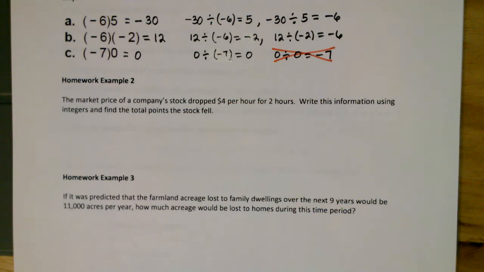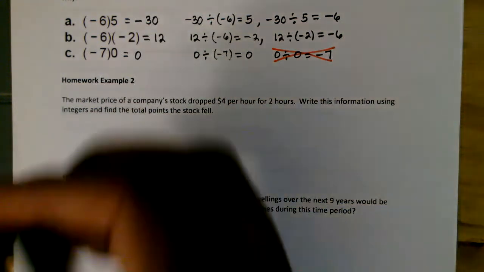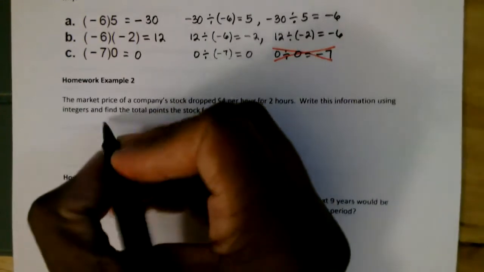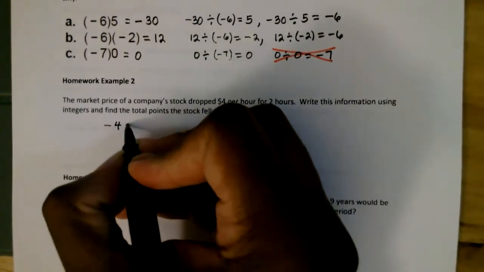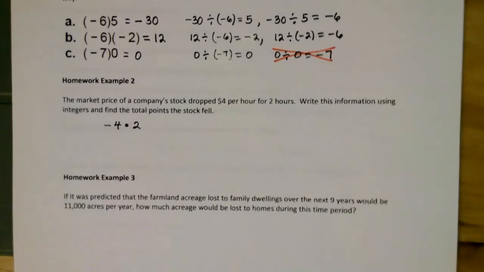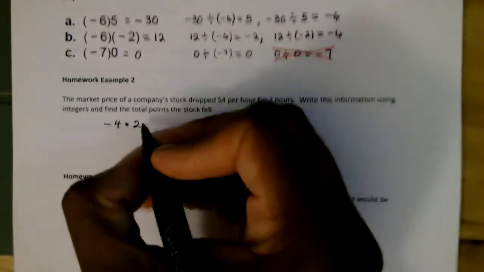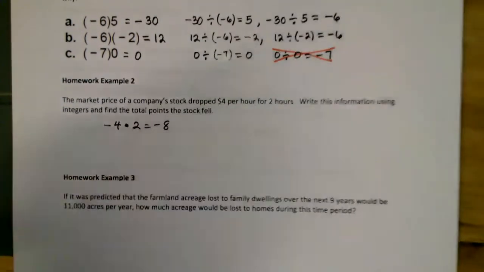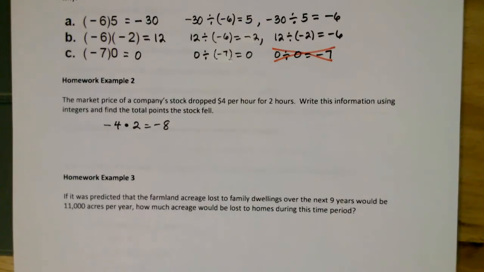So in this case right here, it dropped $4 per hour, so that's -4. For 2 hours, that'll be times 2. So something like -4 times 2, that would give us, in this case, -8. So to answer the question, the company stock dropped $8 over the 2-hour period.